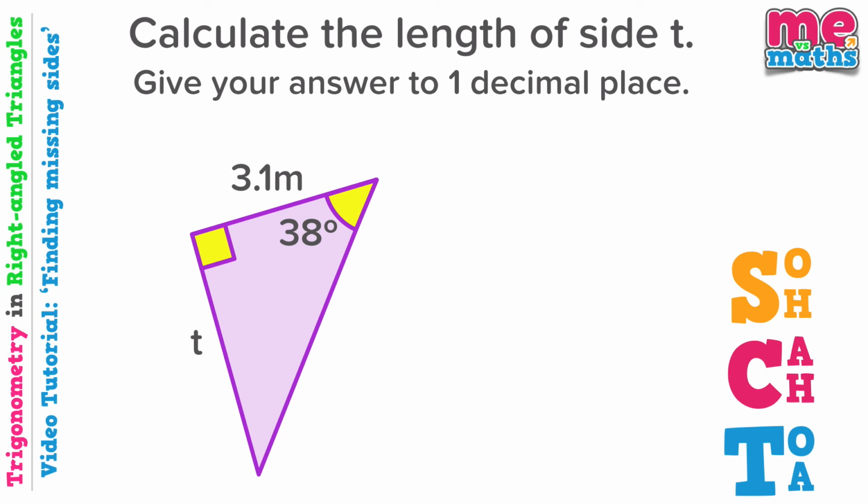First step, I'm going to label up my sides nice and quickly, like so. And now I'm going to identify my active sides. We're given the adjacent, and we're looking for the opposite. So these are the two sides that we'll be using. So we're looking for the formula that contains an O and an A, which we can see is tan. So let's write that formula now out in full.